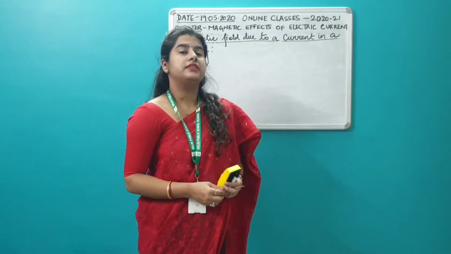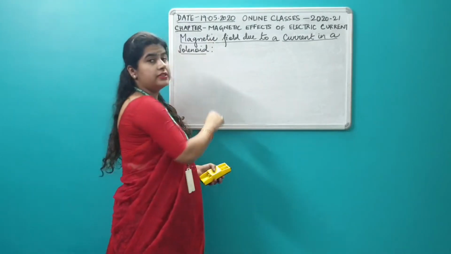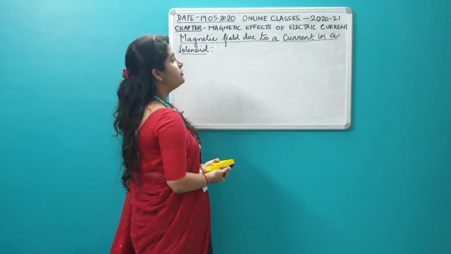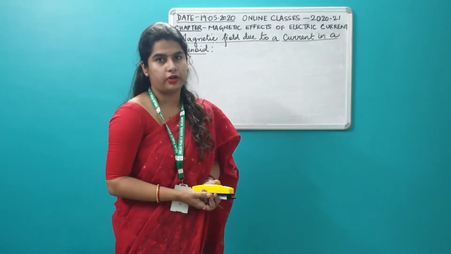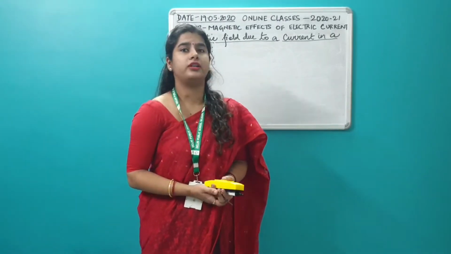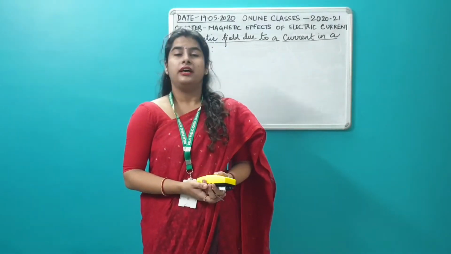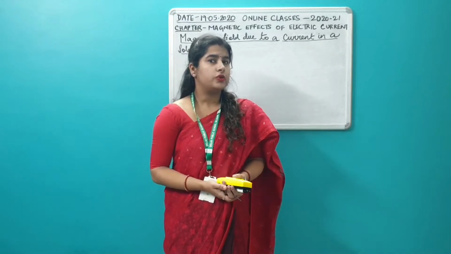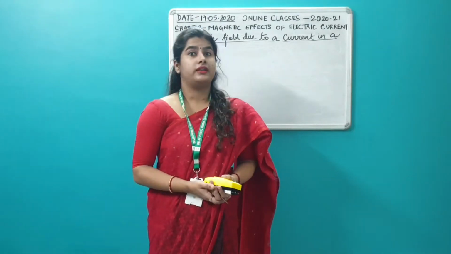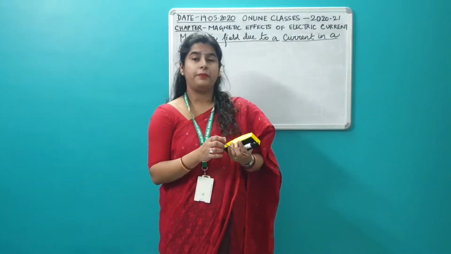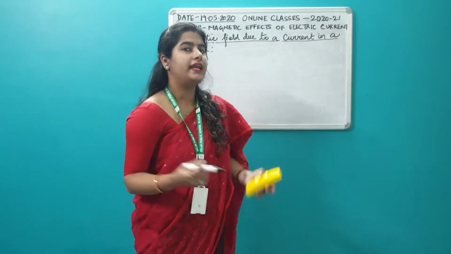Okay, so after this, let us move on with the next part of this chapter, magnetic field due to a current in a solenoid. I am sure all of you know what a solenoid is. You had already done it in class 8, probably in class 7 also. So you should know about what a solenoid is. This is just a very basic concept, so let us again recap.